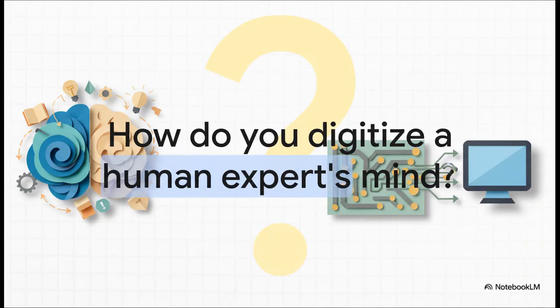Okay, so let's just start with the biggest question of all, right? The one that expert systems were actually built to solve. How in the world do you digitize a human expert's mind? I mean, think about it. We're talking about decades of experience, all that intuition, those gut feelings, those little rules of thumb. How do you bottle all of that up and put it into a computer program that can think and solve problems just like a real pro?